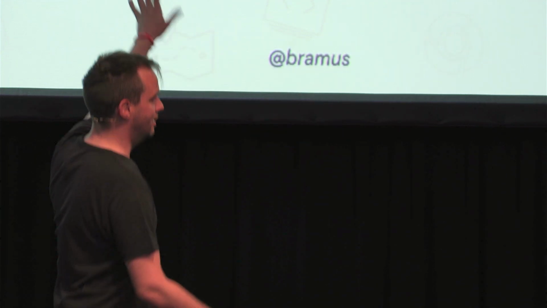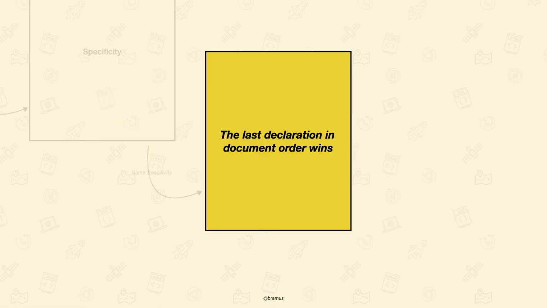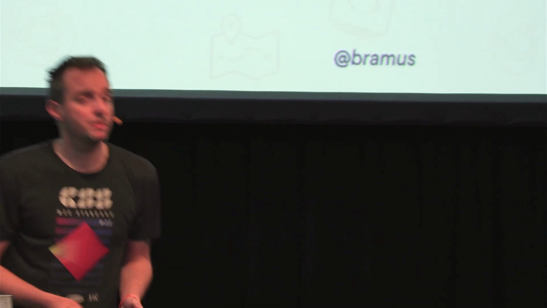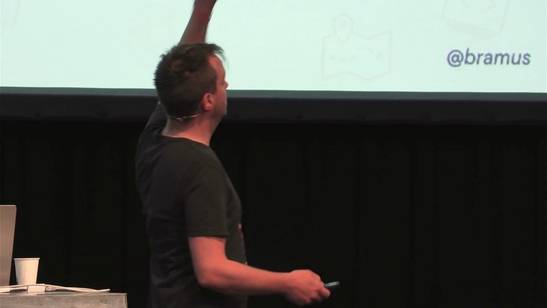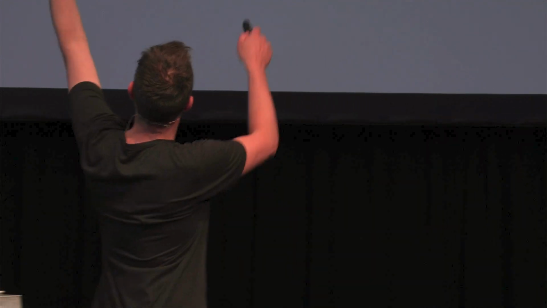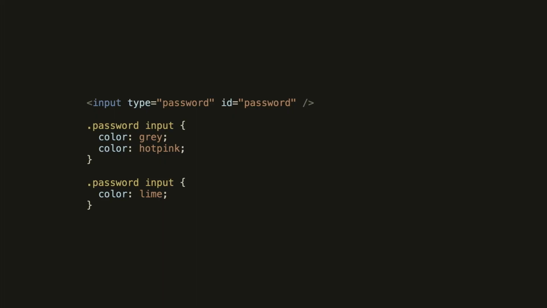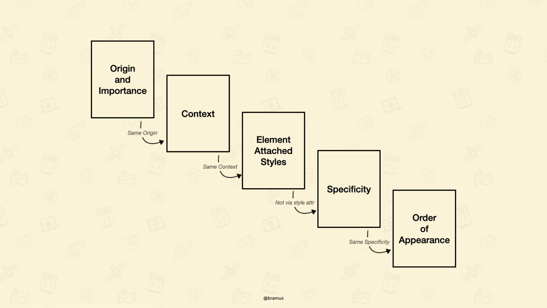Then the last step of our 5 steps, so layers will be added here later, but our last step right here is order of appearance. The last declaration in document order wins. So say it's part of the same origin and same context, same specificity, no element attached styles before that, same specificity. Then we check the document order. The last one in document order wins. Well, whoop, that one right there, Lime, that's the one that wins. Yay. And that was the Cascade part of this whole talk.